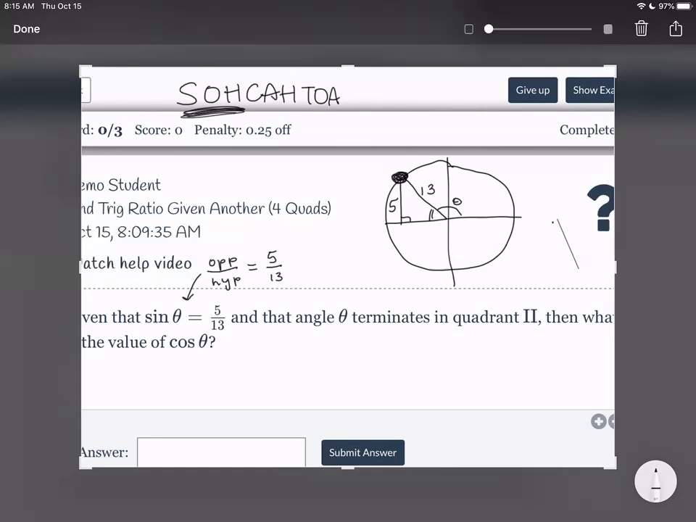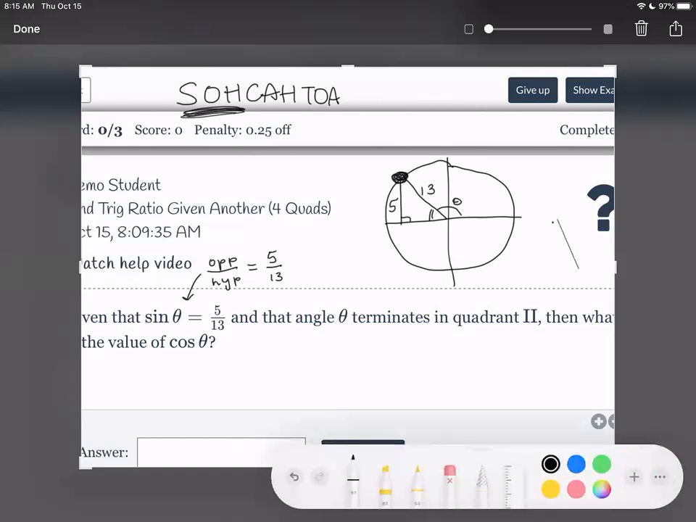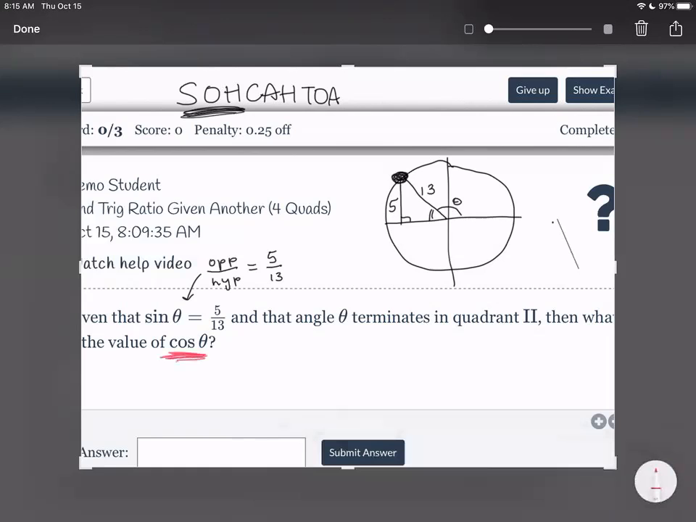All right, so remember that you can always interrupt me if you do have a question, just let me know. So finally, they're asking, what is the value of cosine theta? I'm just going to do this in a different color, so it looks a little more neat. According to SOHCAHTOA, cosine is going to be the adjacent over the hypotenuse.